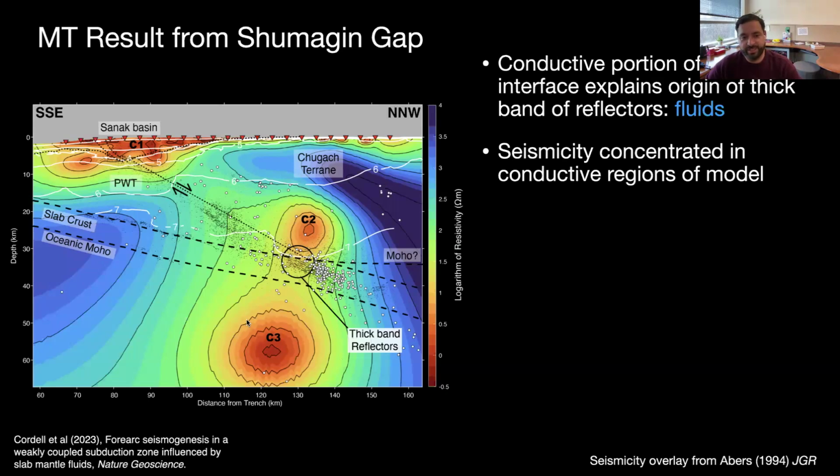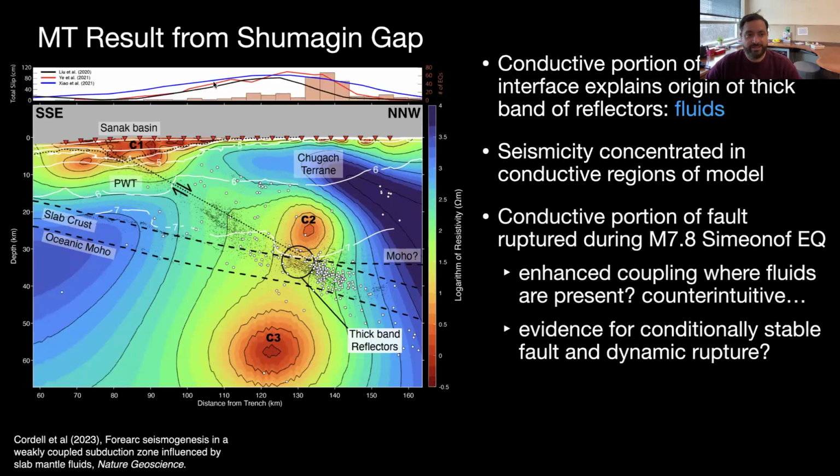We have some fluids being sourced from dehydration of the slab mantle, which I won't discuss in this talk, so I refer you to the paper to learn more about that. And those fluids are migrating upwards into the upper plate and influencing the structure here.